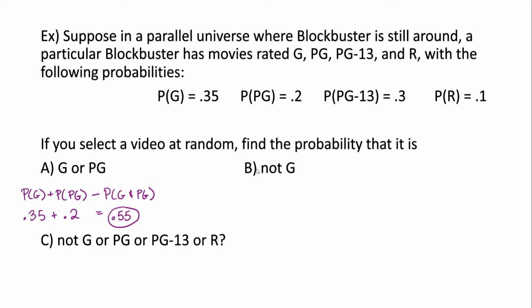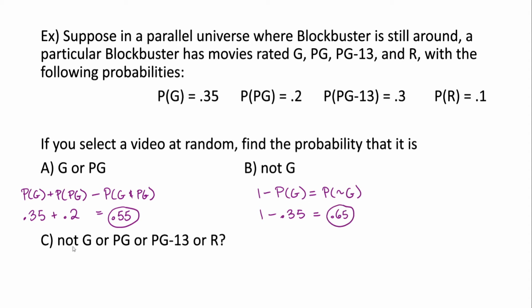Let's look at the next example. Find the probability that a movie selected at random is not rated G. We could use the rule about complements here to solve this one. So this would be 1 minus the probability of getting a movie that's G is equal to the probability of the complement of G, which is what they're asking us for. So it would be 1 minus 0.35 is equal to 0.65.